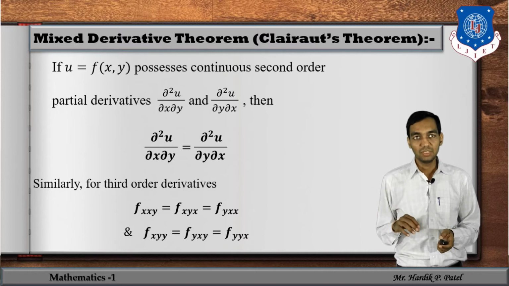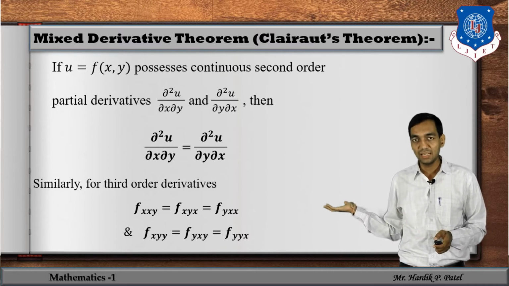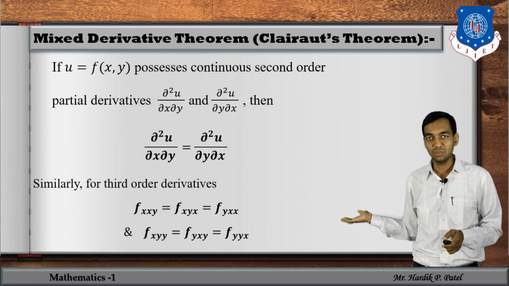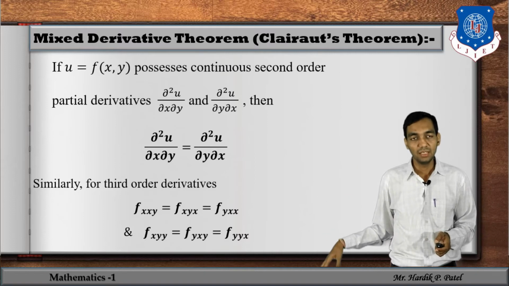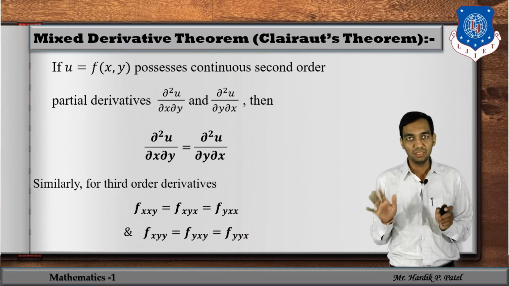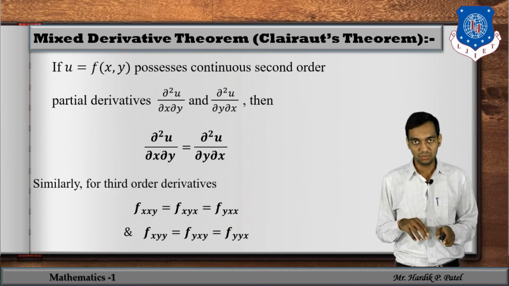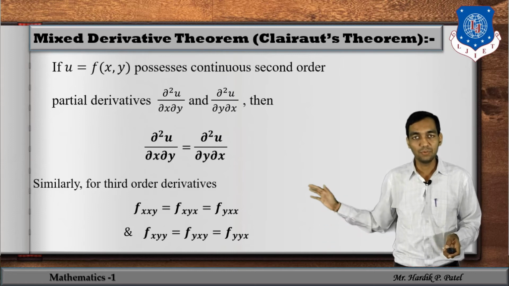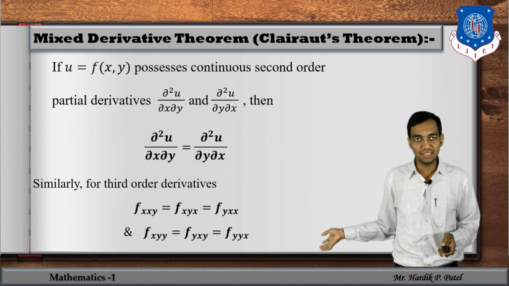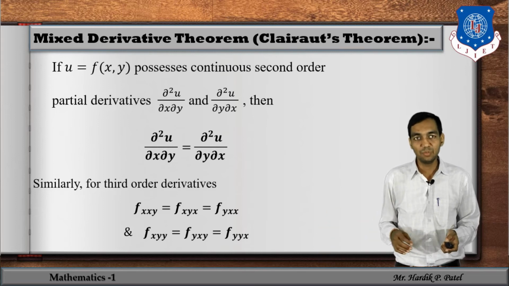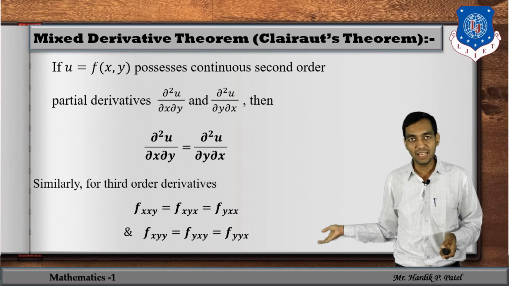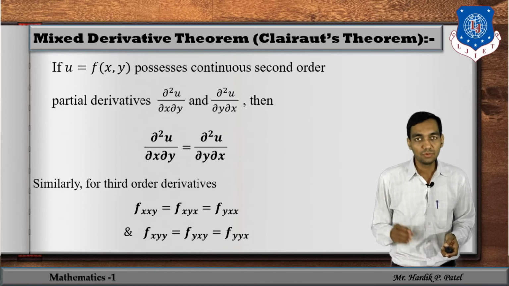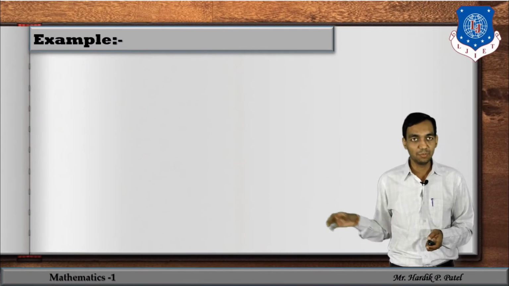That means first you differentiate with respect to y and then with respect to x, or first you differentiate with respect to x and then with respect to y. In both cases the derivatives remain the same, provided that they are continuous. In the same manner for third order derivatives, you can say that f of xxy, f of xyx and f of yxx are the same, and in the same manner f of xyy, f of yxy and f of yyx are going to be the same. Now we are going to prove this by example.